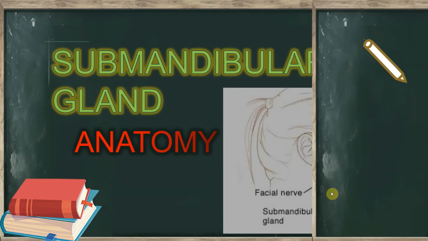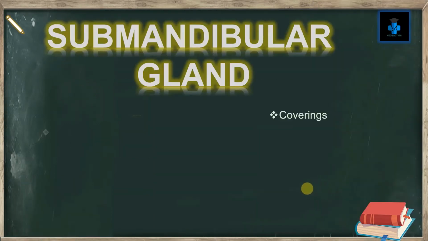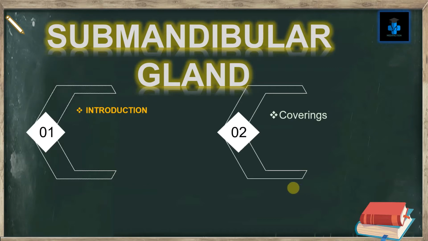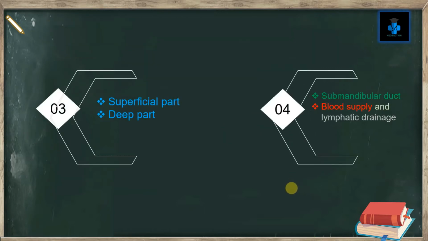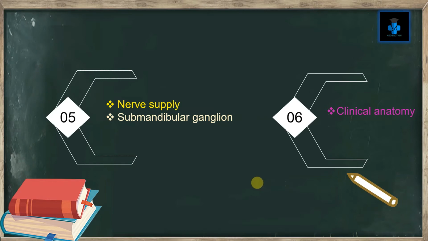So, in order to learn more about the submandibular gland, let's get started. In this video, I'm going to enumerate an introduction, the coverings of submandibular gland, the superficial part and deep part, the submandibular duct. We will also discuss about the blood supply and lymphatic drainage, followed by the nerve supply, submandibular ganglion, also some important clinical anatomy related to it.